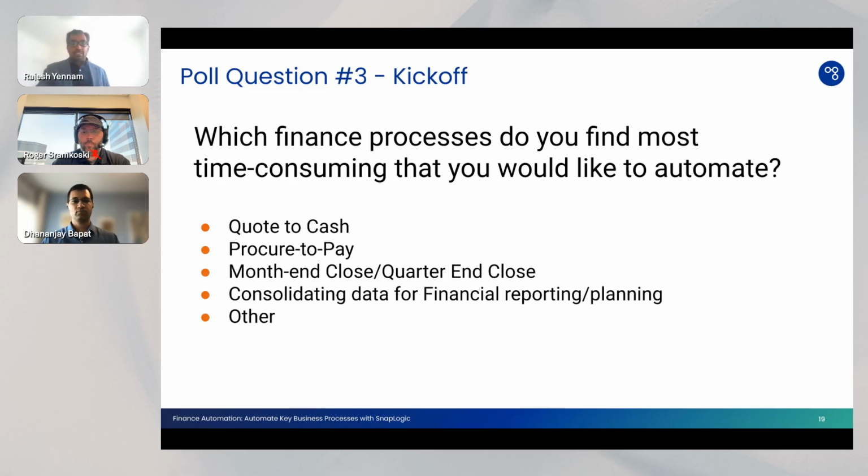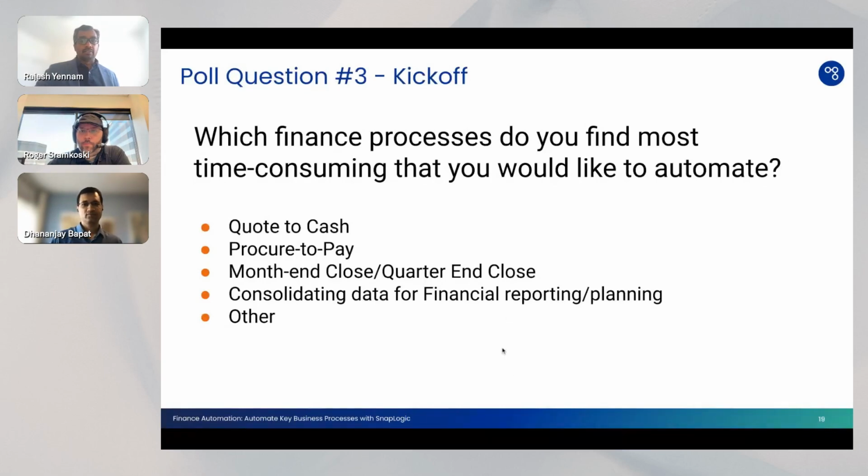This is actually an interesting question because we see almost all of these when working with various customers. Automating the close process, right? Quote to cash, procure to pay, or consolidation of various sources so that they have visibility of the P&L, the cash flow and the balance sheet.